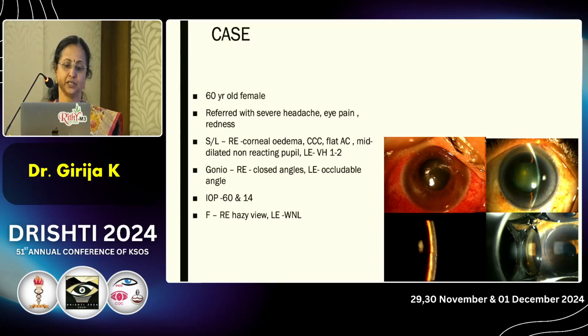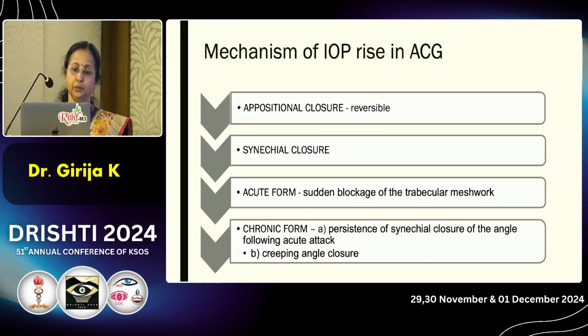And she presented with all the typical features of acute angle closure. That is, there was corneal edema, circumcorneal congestion, flat anterior chamber and a mid-dilated non-reacting pupil, and the IOP was in the 60s. Gonio was difficult to do in the affected eye, but the other eye showed occludable angles. So this acute angle closure glaucoma is an ophthalmic emergency, which is potentially blinding, and it has to be treated. Timely treatment is very important.